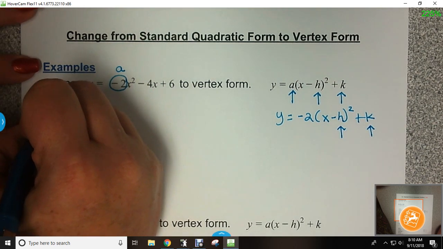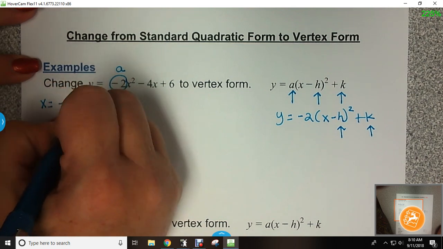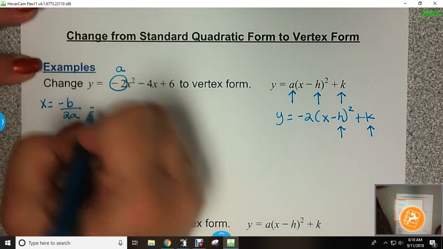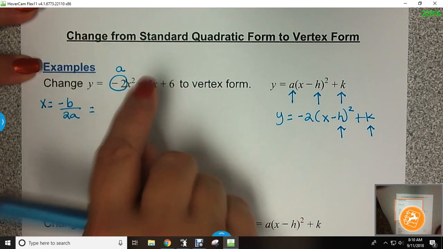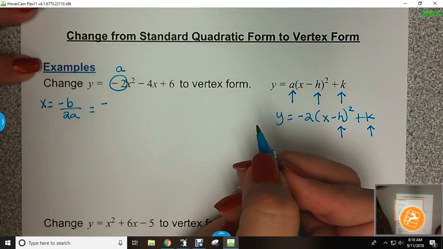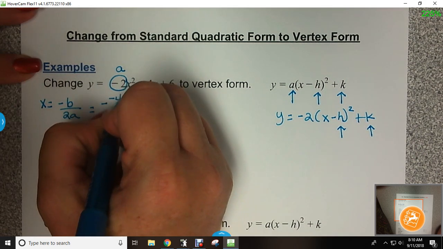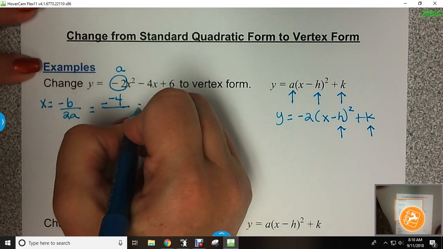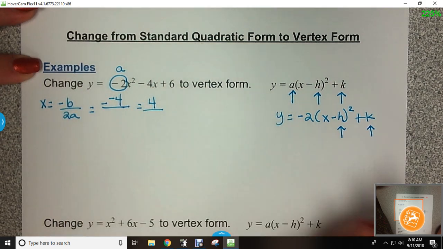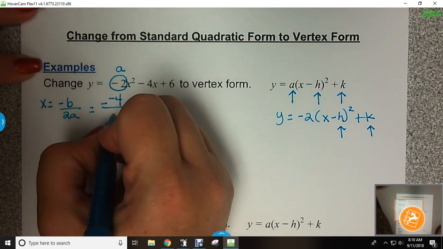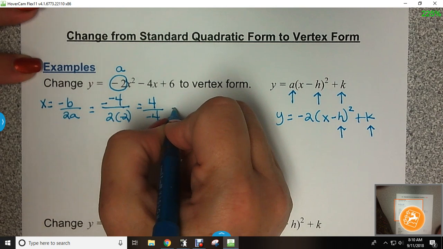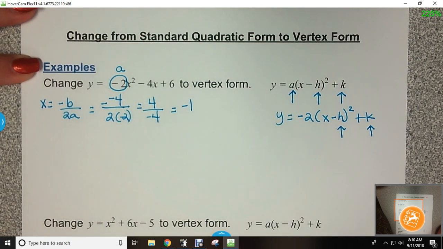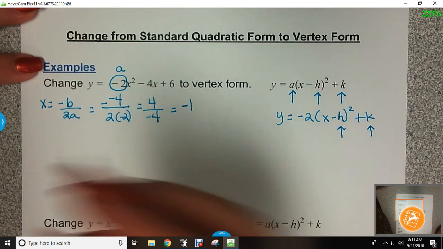So we're going to start with x equals negative b over 2a. This will give me the axis of symmetry. So this time b is negative 4. So when I have a negative that's part of the formula, and then my negative 4, that's going to give me a positive 4 on the top. Then on the bottom, I have 2 times negative 2 gives me negative 4. So my x value, or the x part of the vertex, is negative 1.